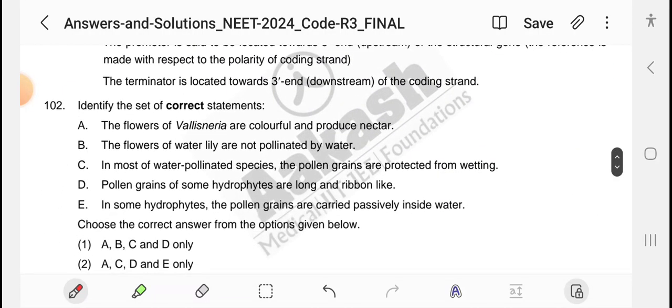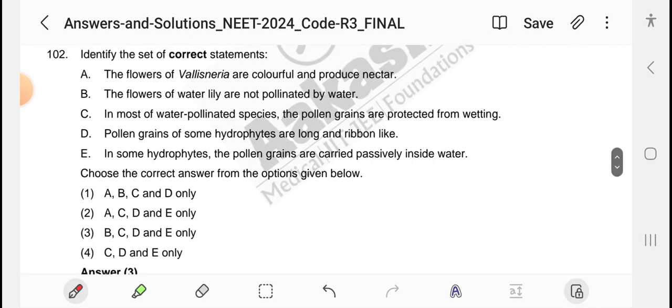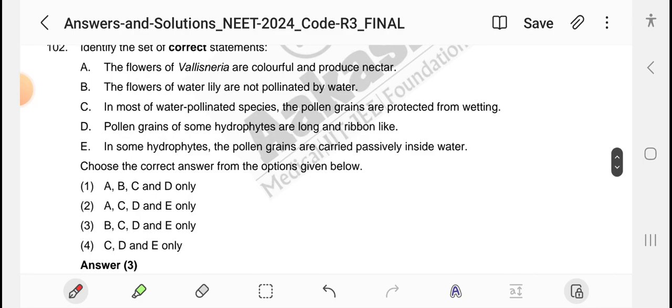So the next question, identify the set of correct statements. The flowers of Vallisneria are colorful and produce nectar. The flowers of water lily are not pollinated by water. So this is a wrong statement. This is a correct statement. In most of the water pollinated species, the pollen grains are protected from wetting. So this is a correct statement.